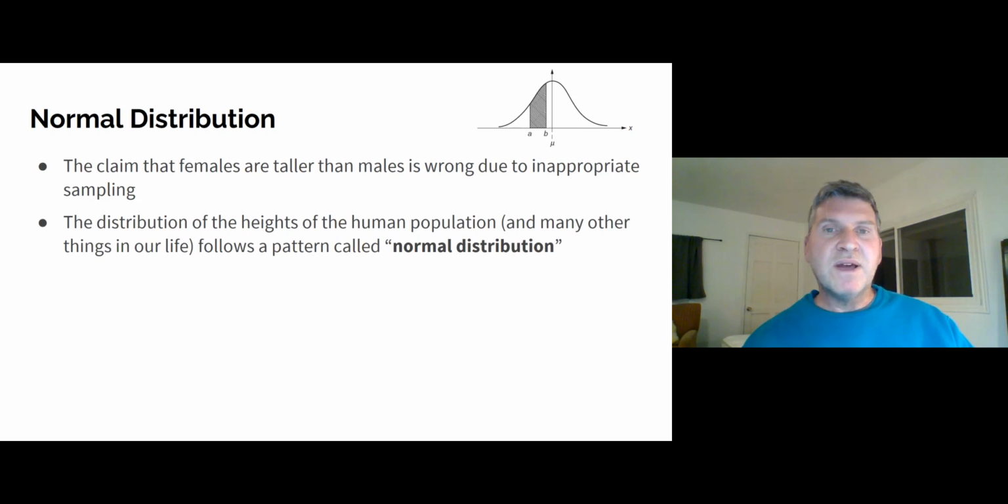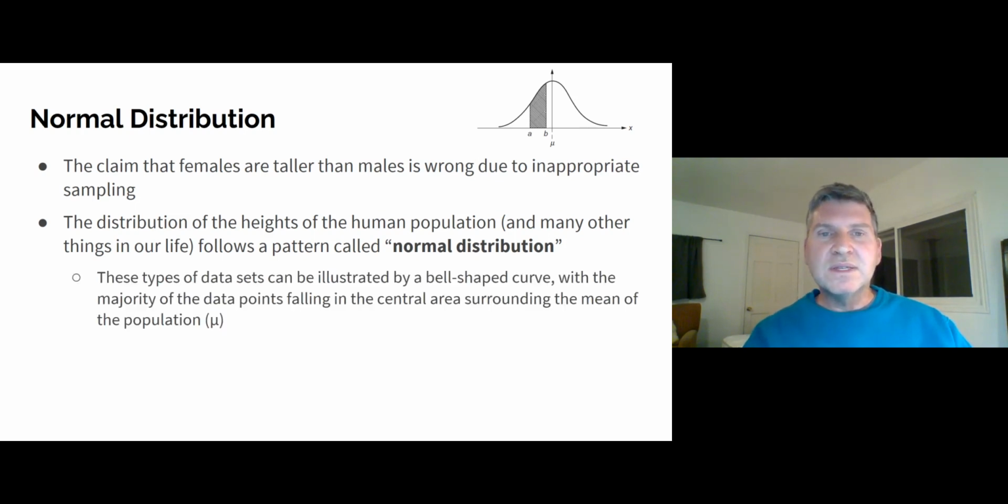So the distribution of heights of the human population, and many other things, follow a pattern called the normal distribution. And you've heard about this. It's used in grading. It's used in all sorts of things that are viewed as natural, like you have outliers and so forth. So the types of data sets can be illustrated by the bell-shaped curve, with the majority of the data points falling within the central area surrounding the mean of the population, which we call mu.